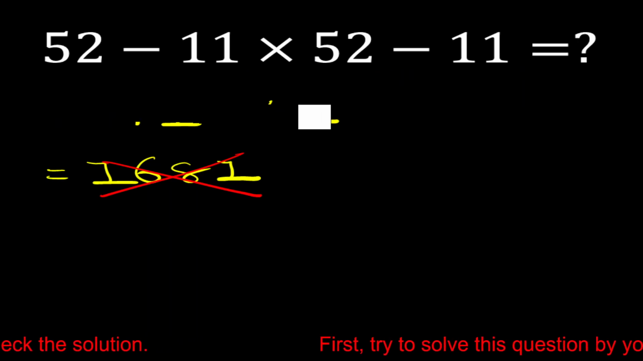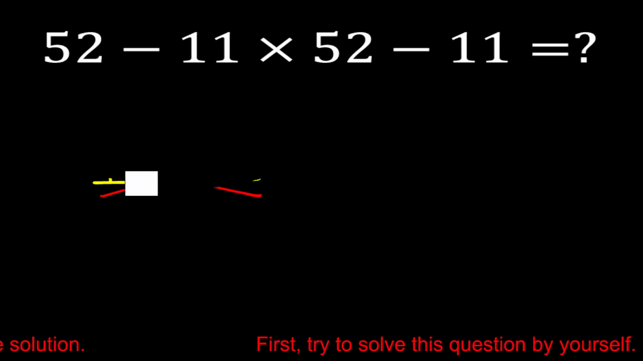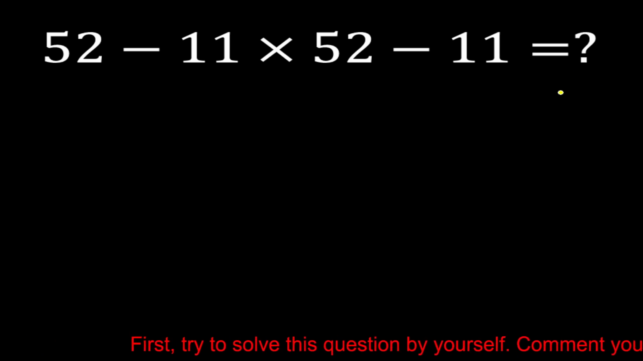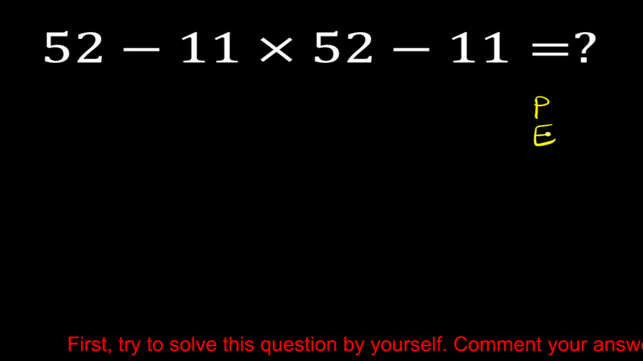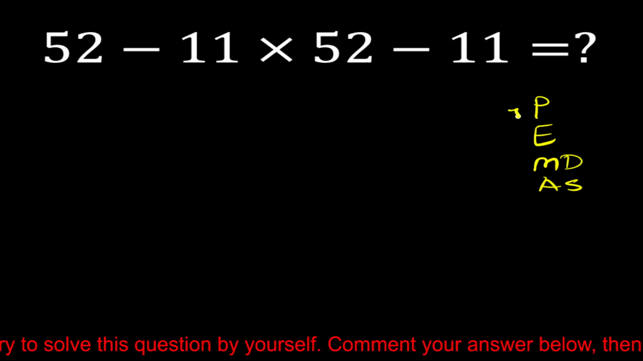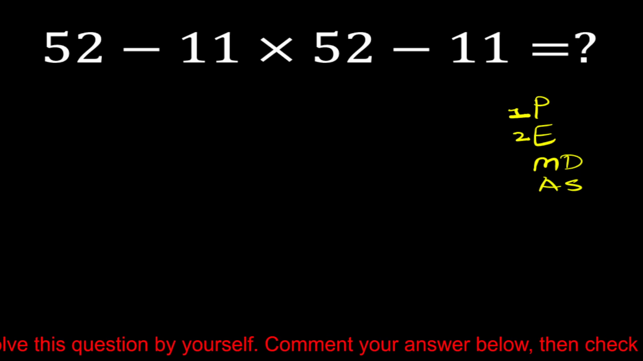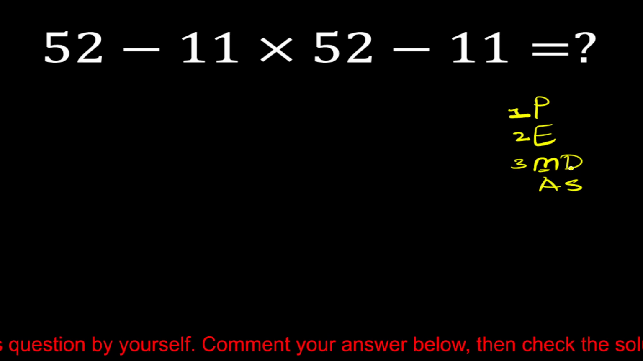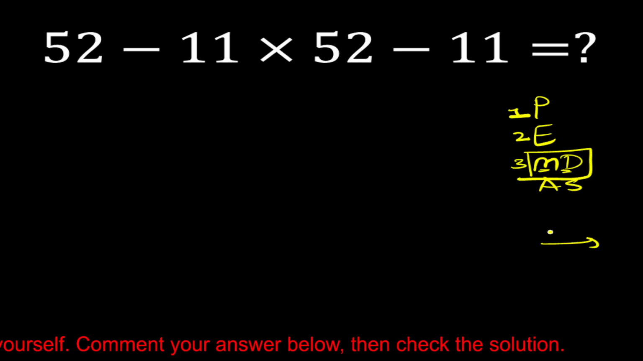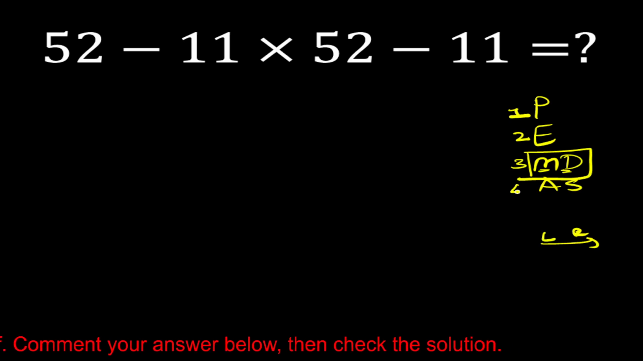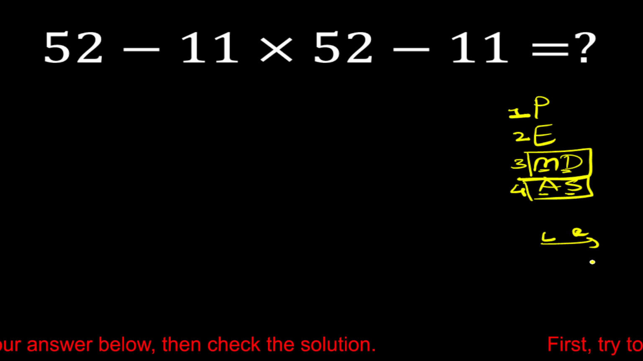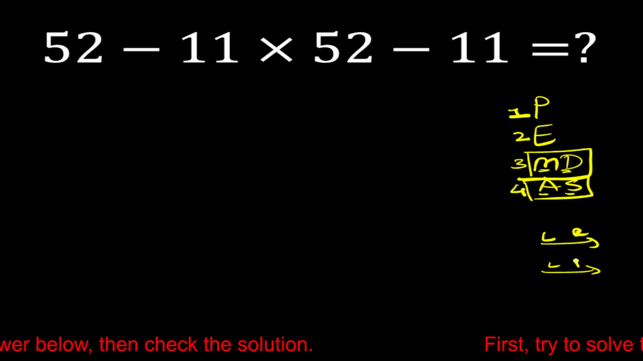Okay, now let's solve this problem correctly by using a PEMDAS rule. PEMDAS. According to PEMDAS, first priority is parenthesis, second priority is exponents, third priority is multiplication and division. Here multiplication and division both have equal priority, so we have to solve it from left to right. Fourth and last priority is addition and subtraction. Also addition and subtraction both have equal priority, so we have to solve it from left to right.